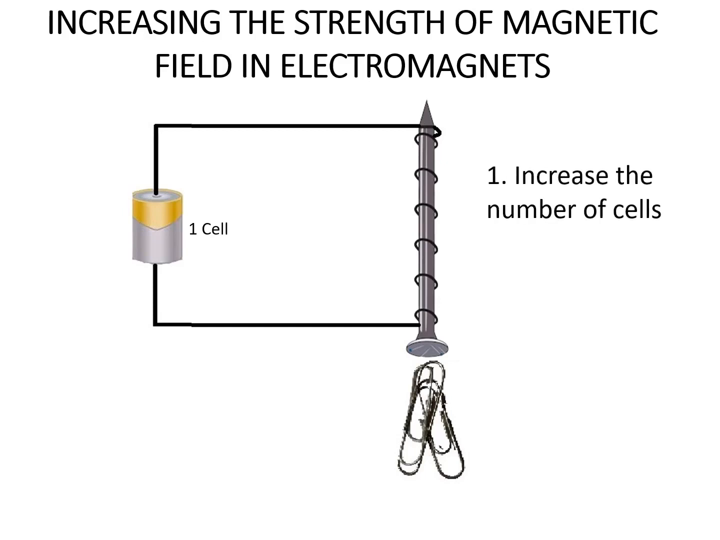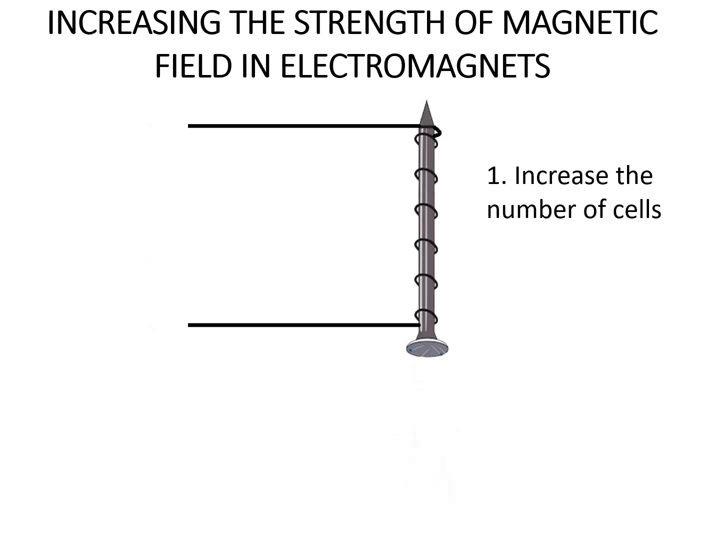The first one that we're going to use is increasing the number of cells, thereby increasing the current that's going to flow through the circuit. If the current goes high, the number of lines of force around the conductor increases, thereby increasing the intensity of magnetism on the iron core. Let's do that. Remember, we are removing the cell first, and as you remove the cell, the electromagnet demagnetizes. Therefore, our paper clip falls off, and you now put two cells.